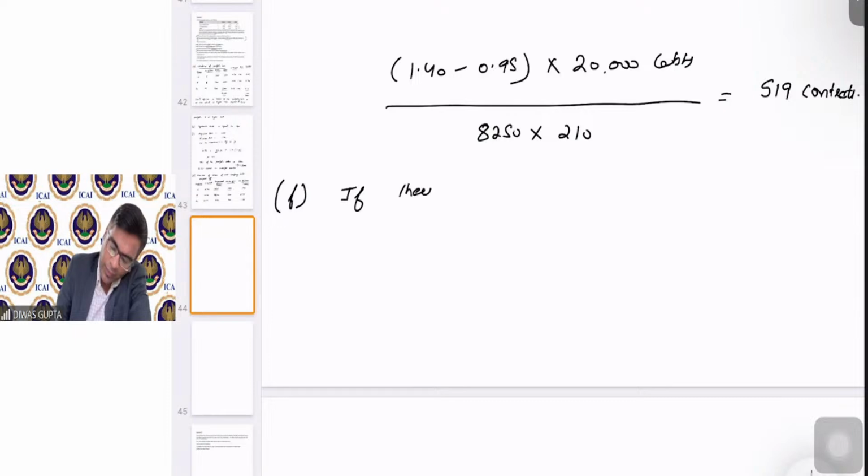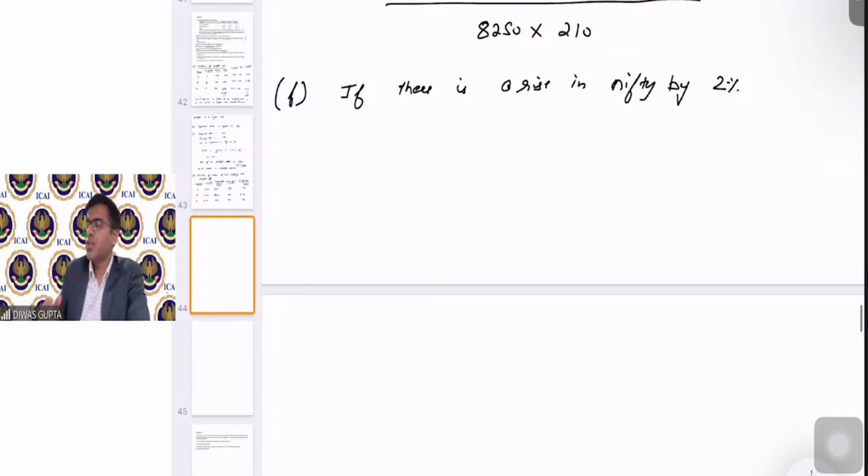If there is a rise in Nifty by 2%, what will happen? First of all, the current portfolio, we have two things now, right? In our portfolio, one is the exact portfolio that we had, which is 20,000 lakhs, which is untouched. And to balance that, we had short sold Nifty futures of 519 contracts. So there will be gain or loss here, and there will be gain or loss here also, right? So let's first talk about current portfolio.